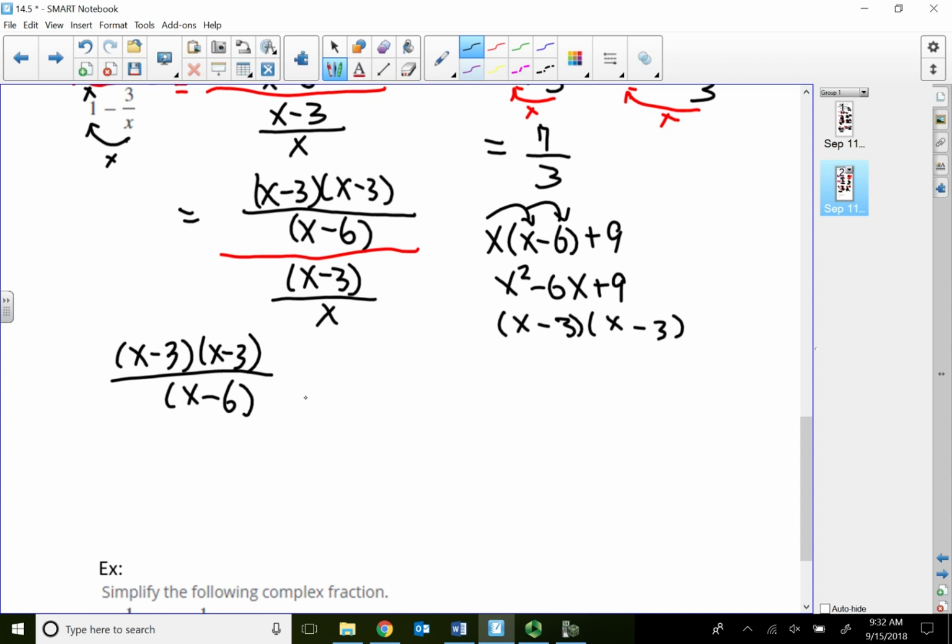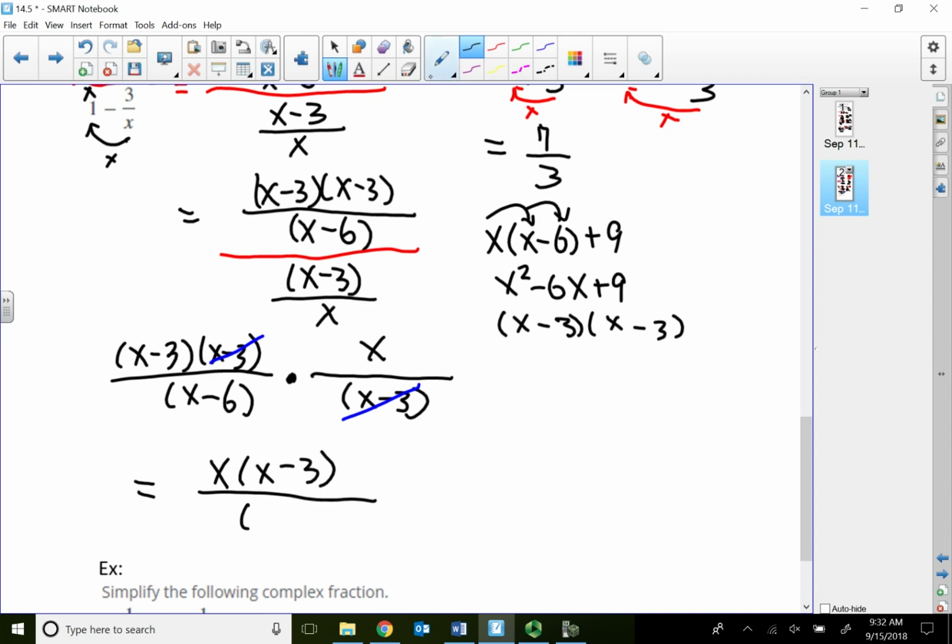Division of a fraction means times the reciprocal. So this x will come to the top. This x minus 3 will flip to the bottom. So written this way, I can see that x minus 3 will cancel out. So what I have left on top is x over x minus 3, over the denominator, which is still x minus 6. Just x minus 6 left.